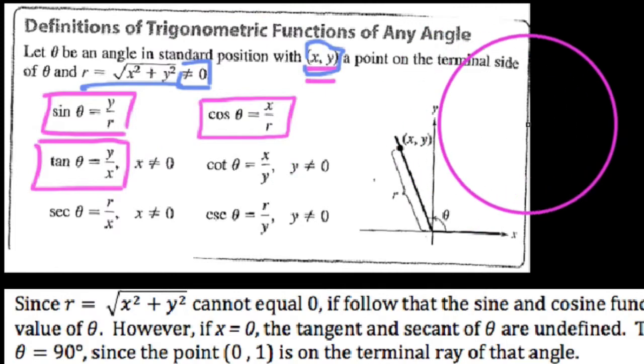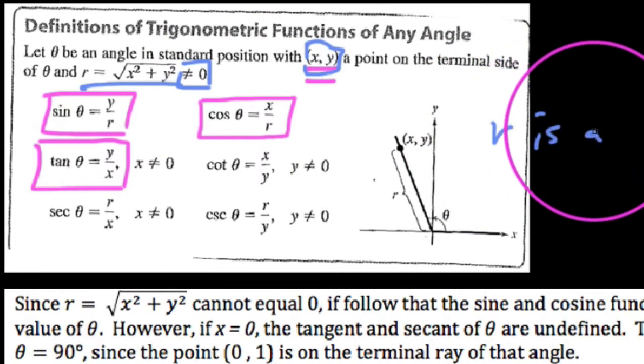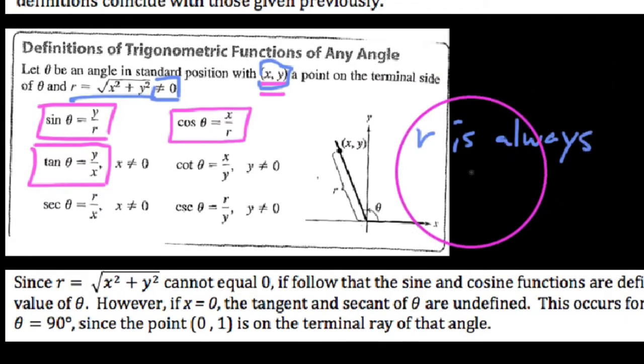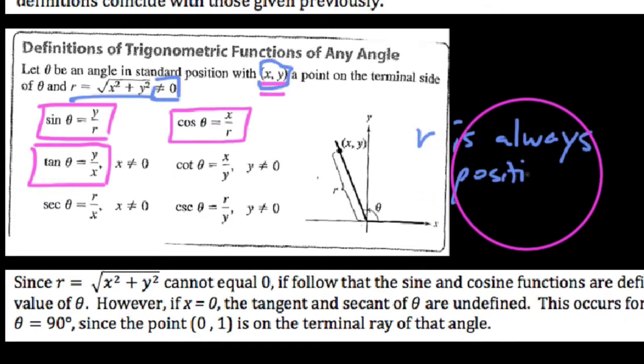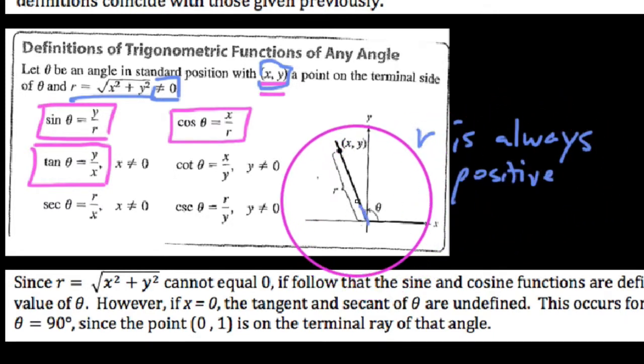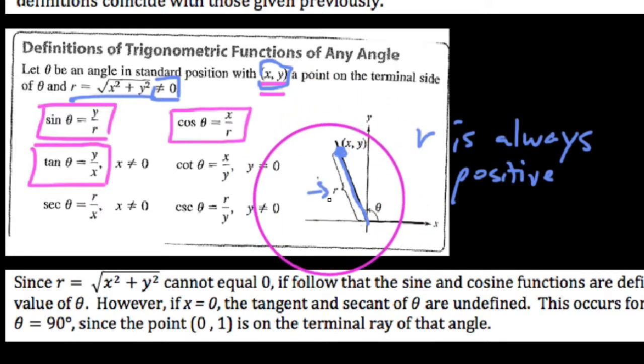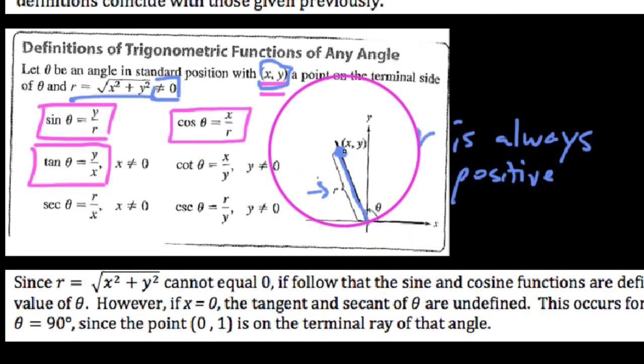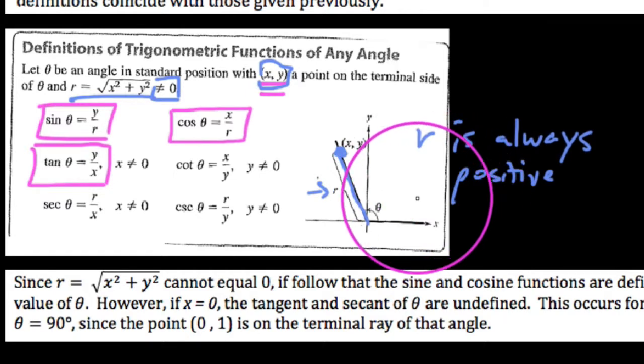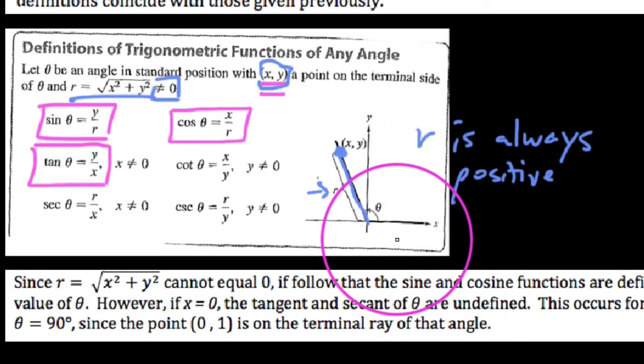And last but not least, we say r is always positive. That length from the origin out to the point x y will always be considered a positive length. So x may be negative and y may be negative, but there will never be an instance where r is negative. So one real quick note here before we use this definition that I want to make is this.